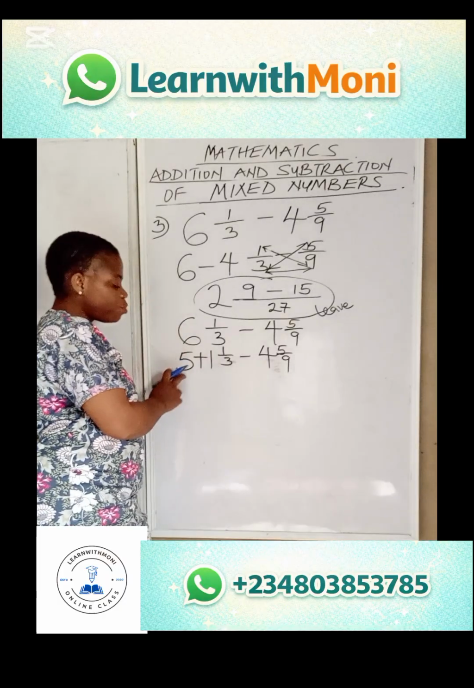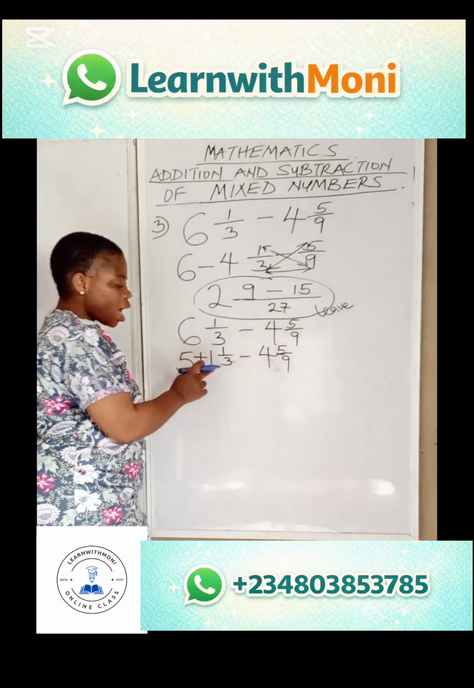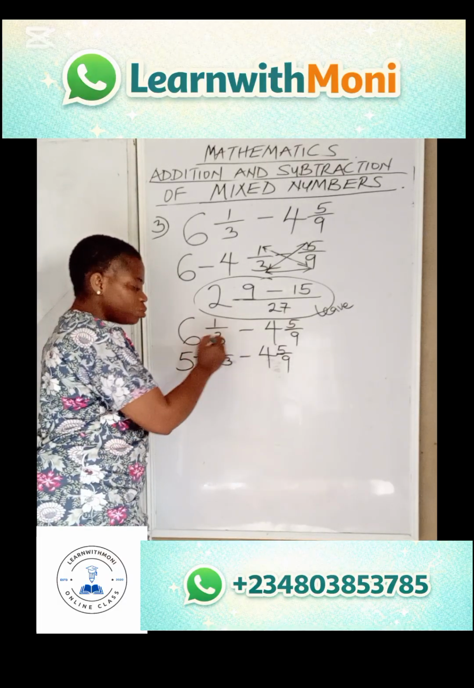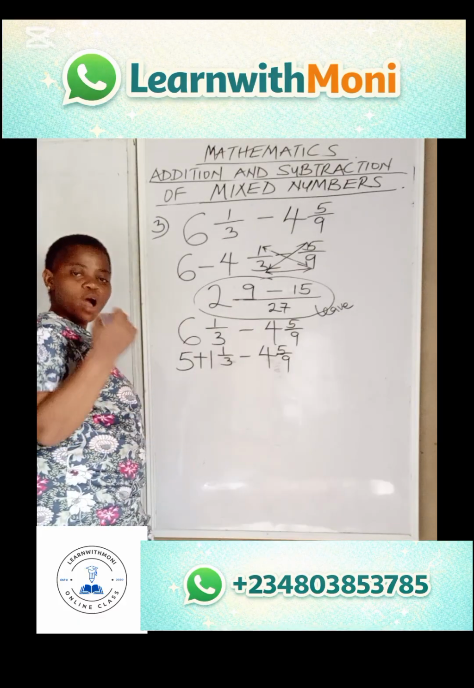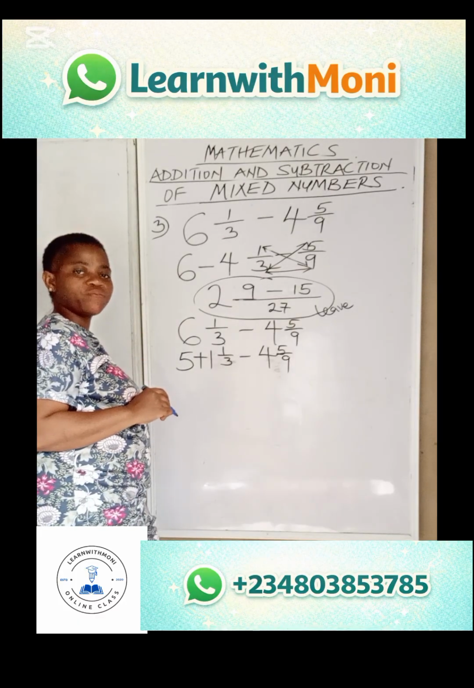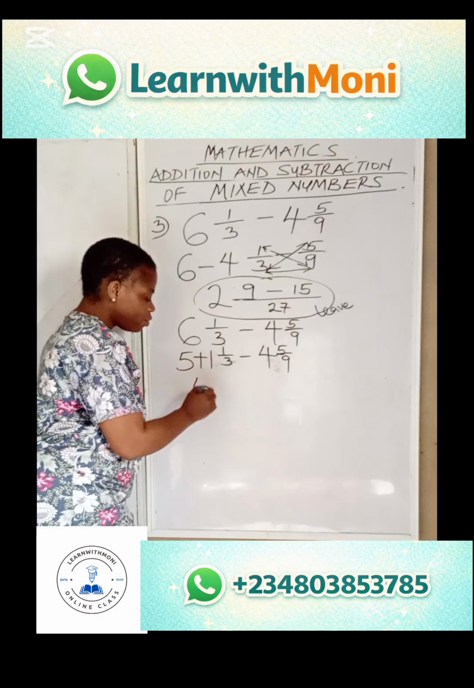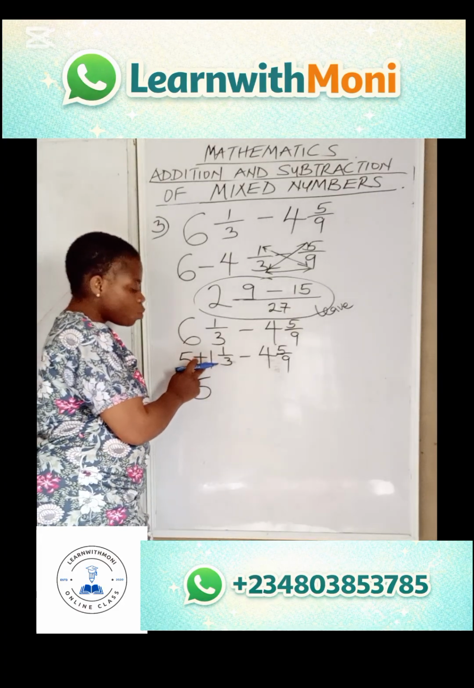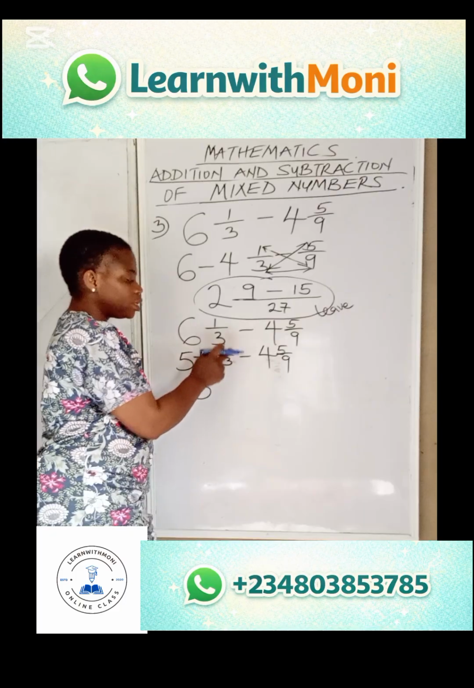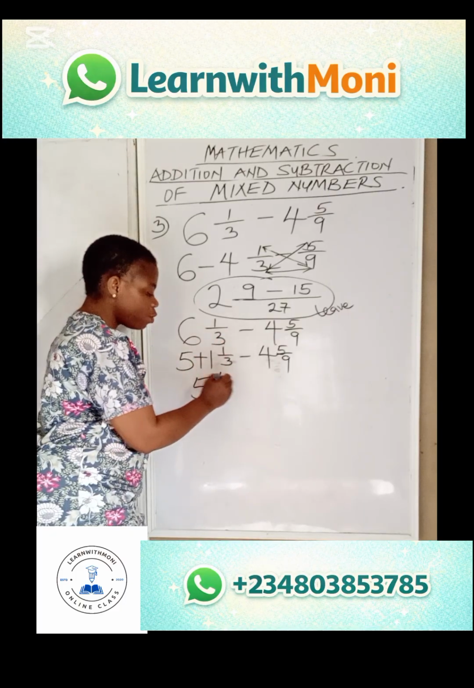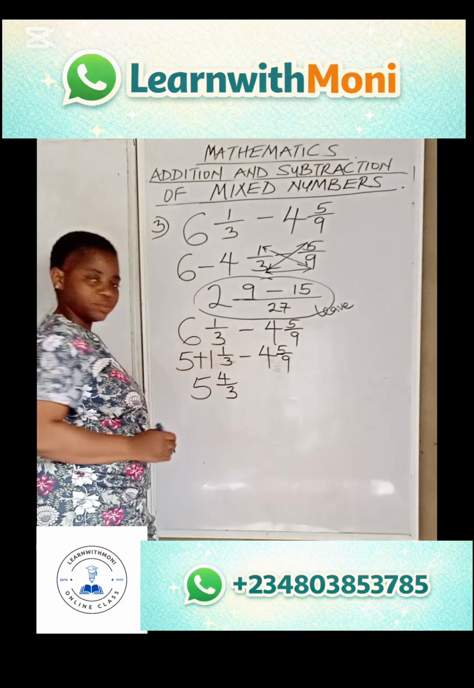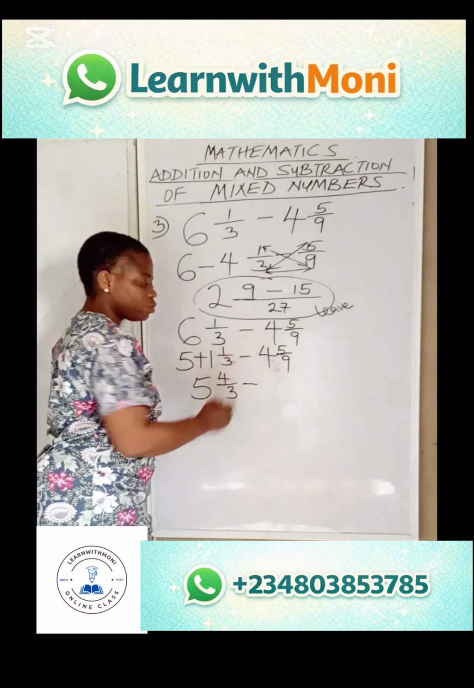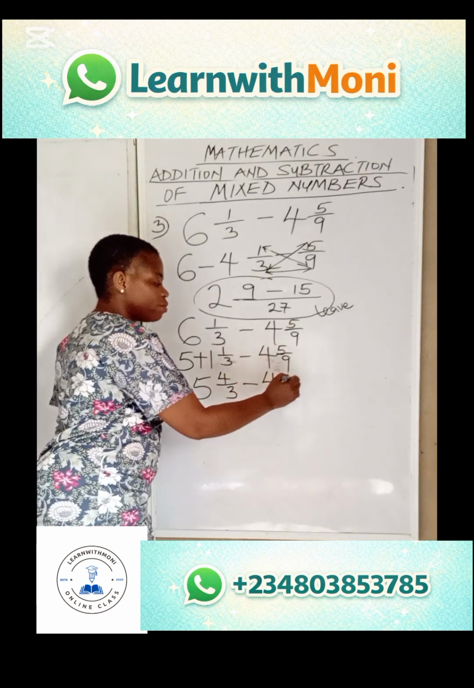1 over 3 minus 4 wholes 5 over 9. This 1 that I have removed from the whole number, I'm going to convert this entire 1 whole number 1 over 3 to an improper fraction, so that I have 5 whole number. Let's convert this to improper fraction. 1 times 3 is 3. 3 plus 1 is 4 over 3. Minus 4 whole number 5 over 9.